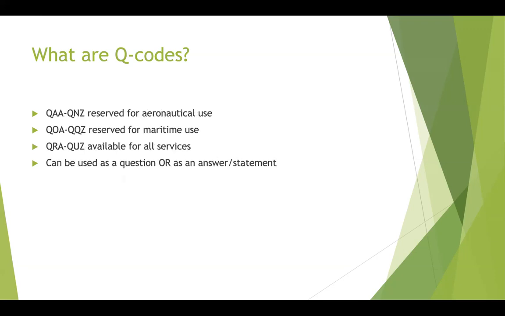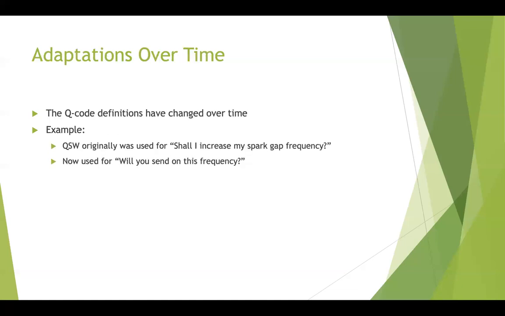So they're broken down into ranges. QAA through QNZ are reserved for aeronautical use or airplane traffic. QOA through QQZ are reserved for maritime use, and QRA through QUZ are available for all services. And QVA through QZZ are not used. And like I said, they can be used as either a question or an answer or statement.